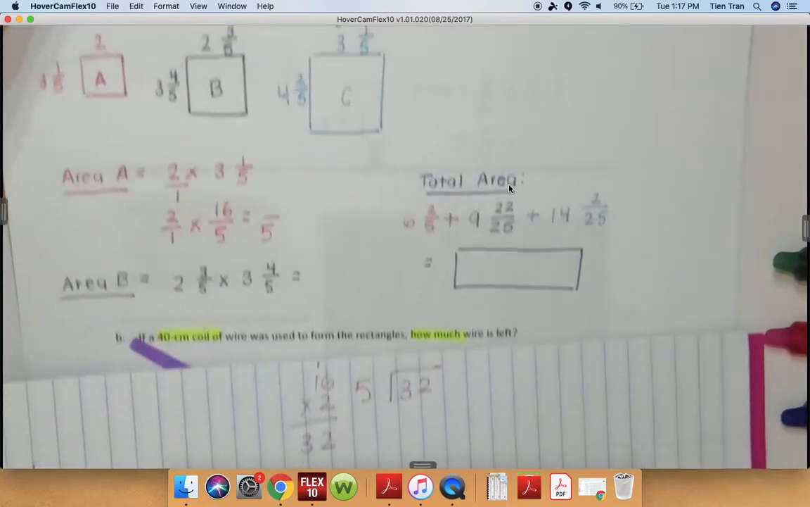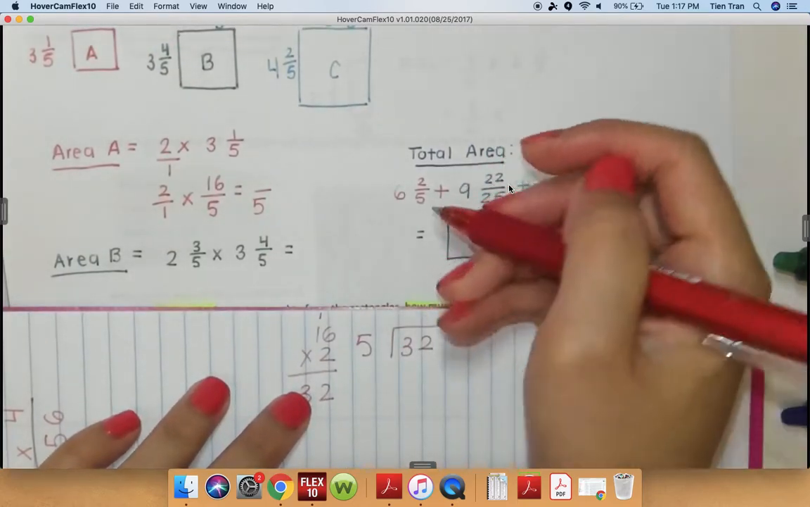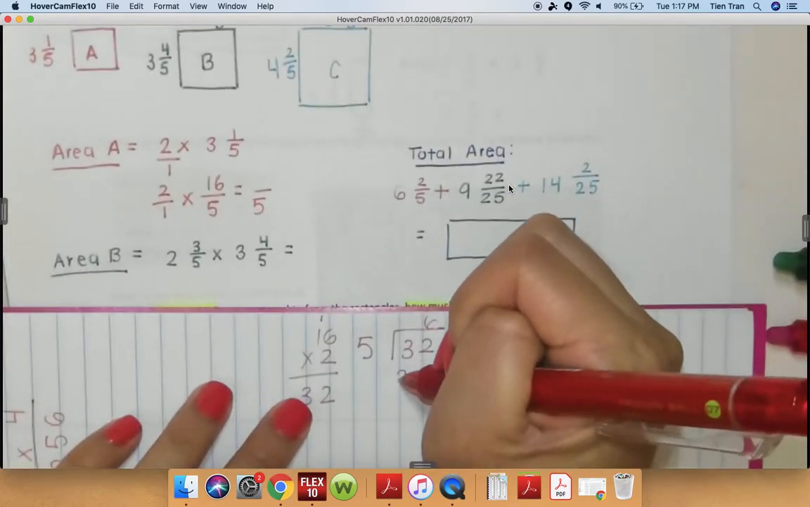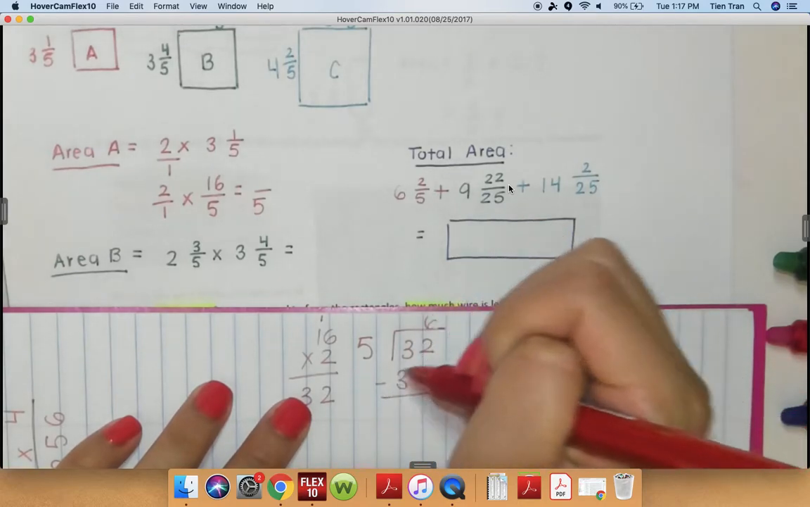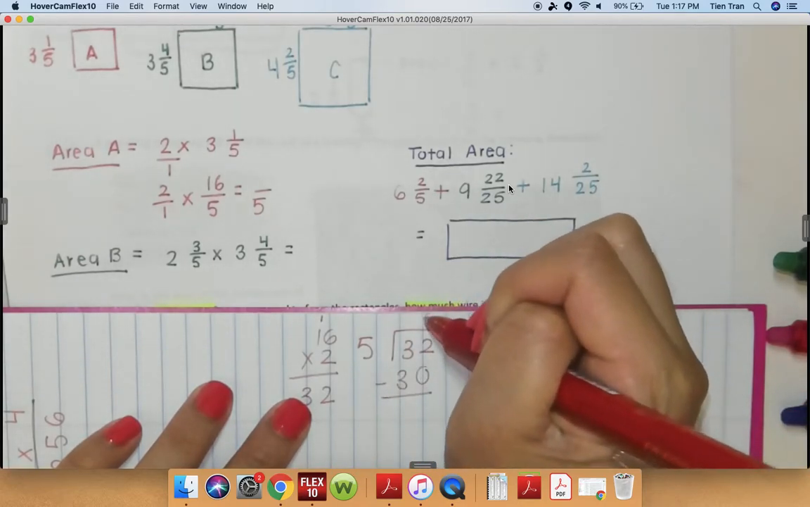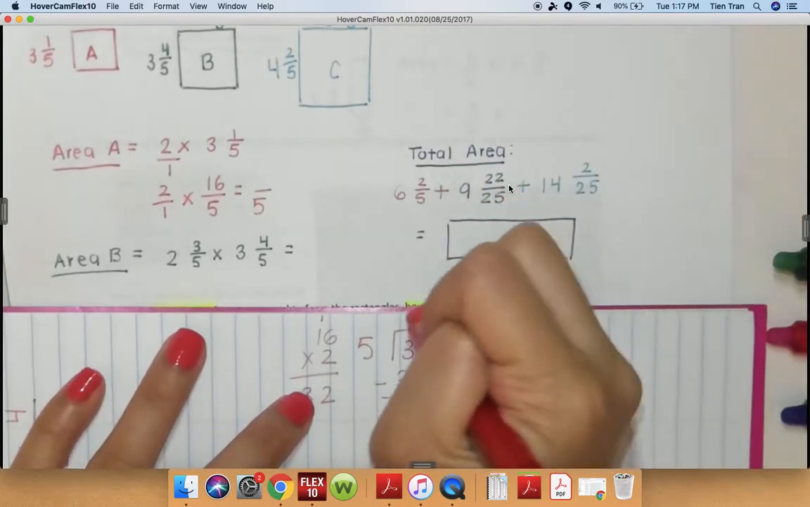Oh, you guys can't see that. I know that 5 can go into 32 6 times because 5 times 6 is equal to 30. It's so messy.